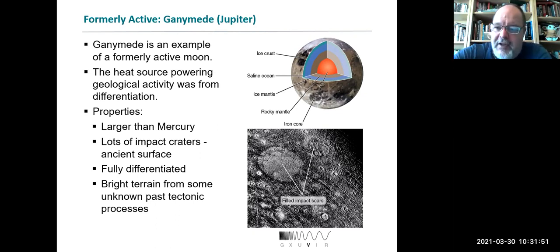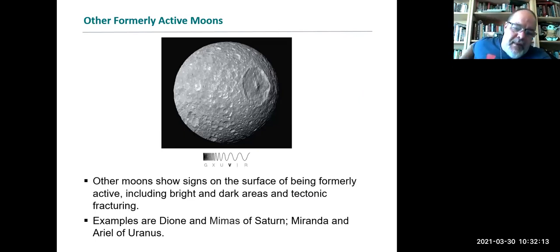The higher the density, the deeper you go. And bright terrain from unknown past tectonic processes. So in fact, you have cracks and stuff like that that could be like plate tectonics, but we're not really sure because they're not exactly like we'd expect, seeing how our plates behave on the surface of the Earth. So that's kind of a confusing thing.